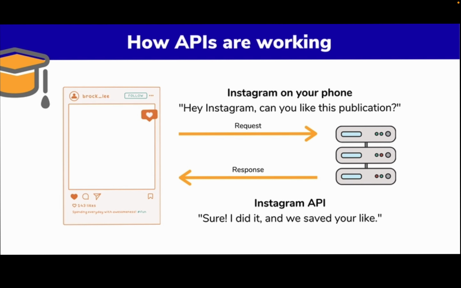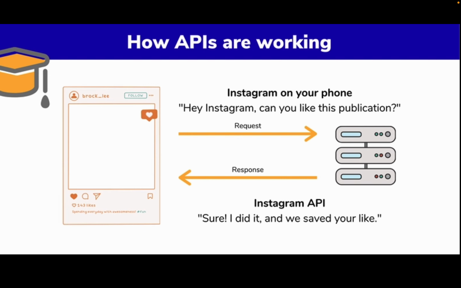Now, API stands for Application Programming Interface. It's a set of rules and tools that allow different software applications to communicate and exchange data. It acts as an intermediary, enabling applications to interact and share functionality without needing to know the internal workings of each other. So here's a more detailed explanation.